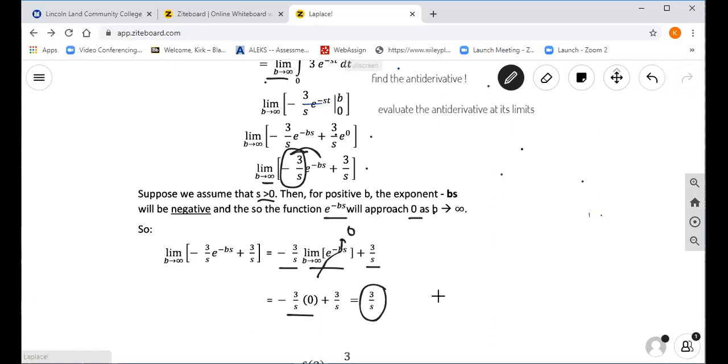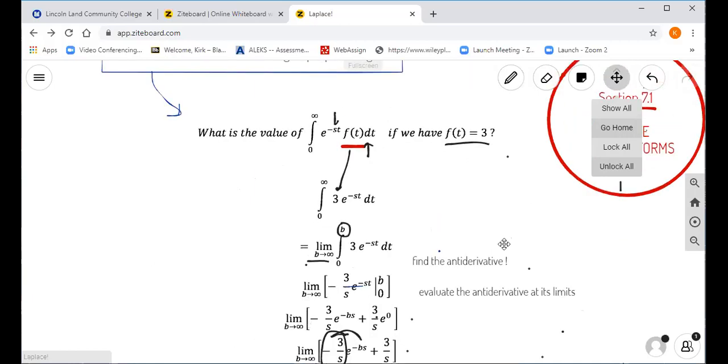Now that assumption is actually critically important. We only will have convergence to that 3 over s if s is greater than 0. Indeed, if we go back and think about the original integral that we had, and you imagine, just what does it look like if s is a negative value? Think about this original integral here if s was negative.